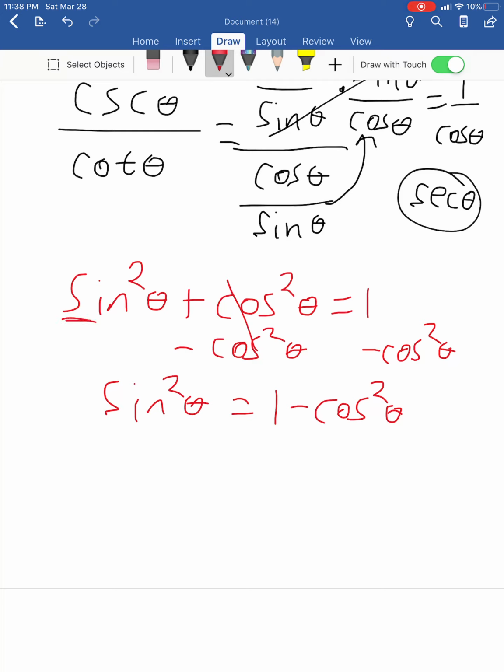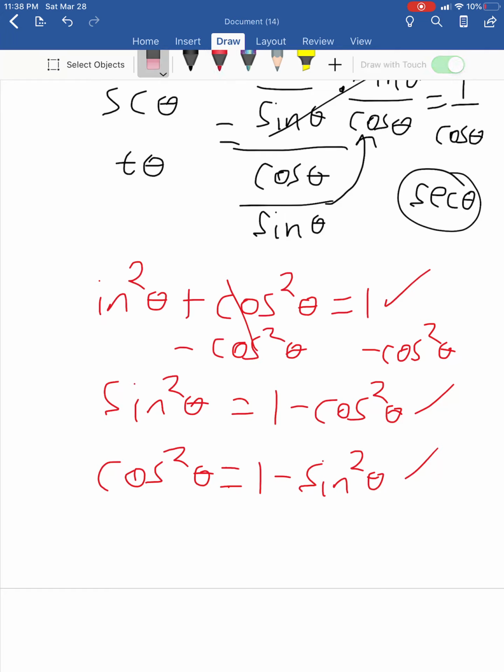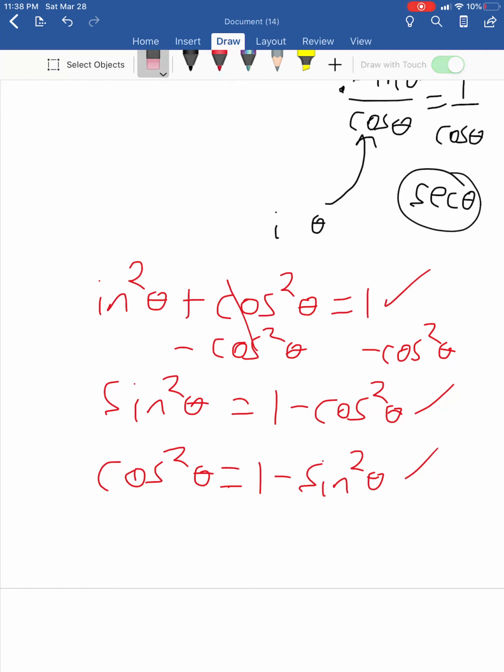And likewise, if I subtracted sine squared from both sides, I would have 1 minus sine squared. So you got 3 versions of this identity that we just do simple algebraic techniques to, to solve it for something else. And so we do have some trig identities where you have to use this sine squared plus cosine squared equals 1 to reduce it down some. So let me show you a few of those and how they work.